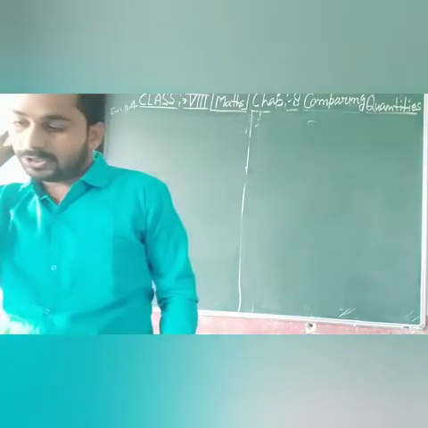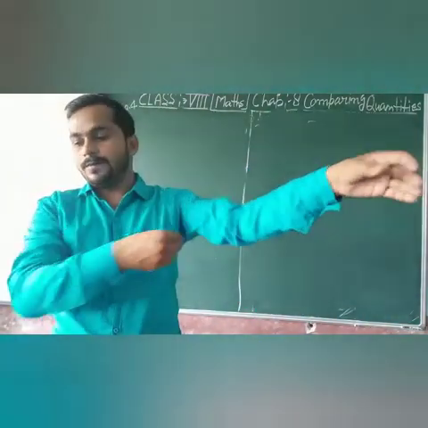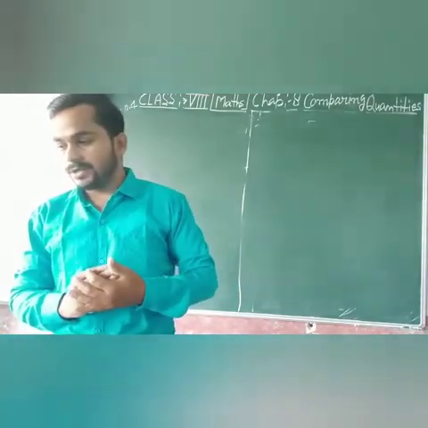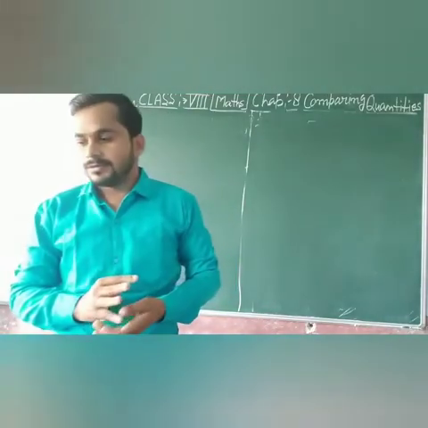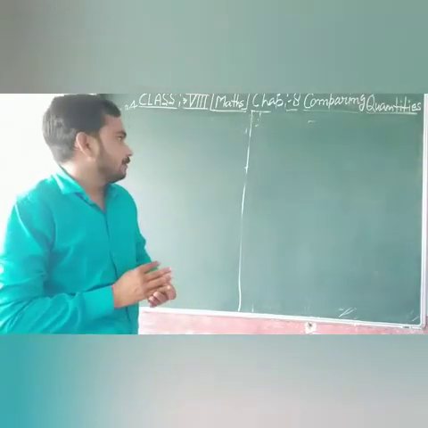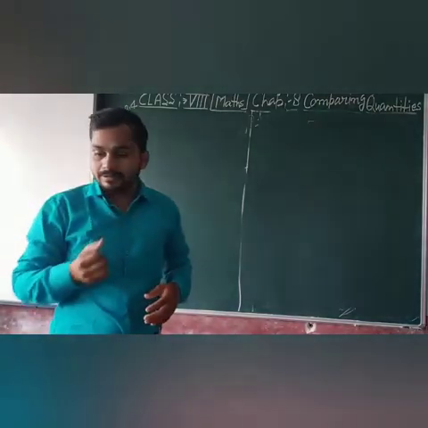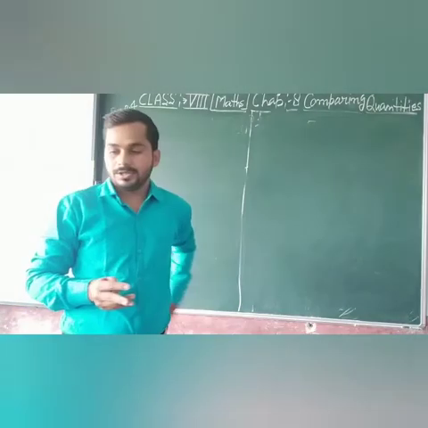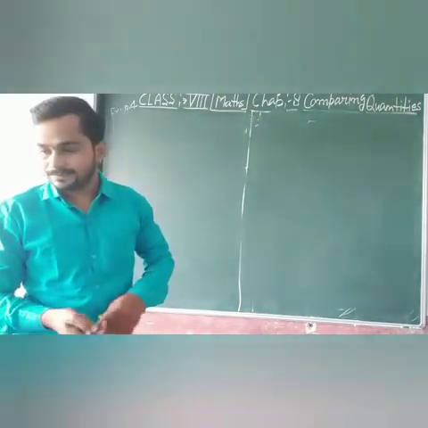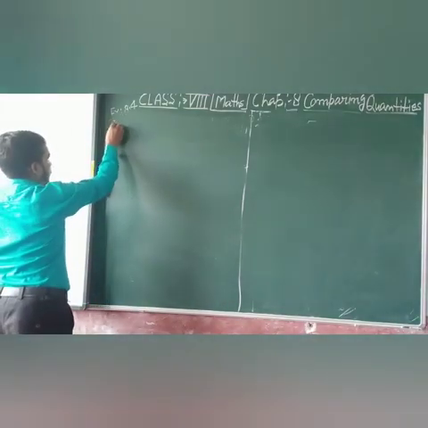The next question, number 3. Again find the amount and compound interest, but here we have compounded half yearly. So when we have compounded half yearly, rate becomes half and time becomes twice.